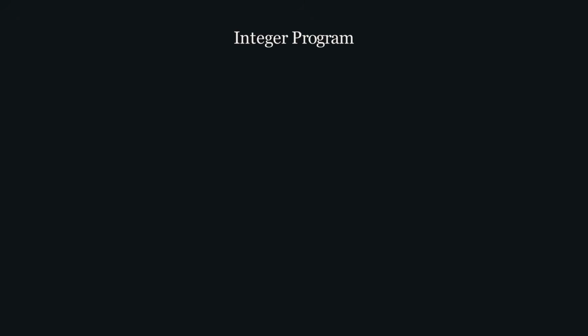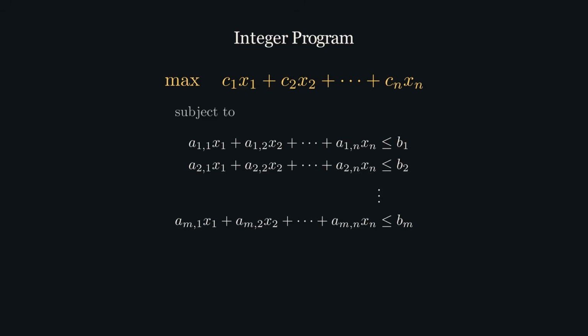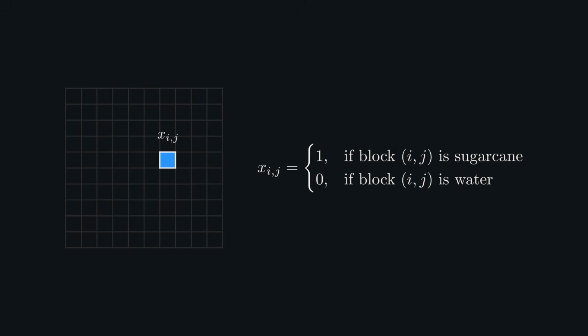An integer program is a type of optimization problem that, in general, can be written as the maximization of some linear function f, subject to m linear constraints, with all or some components of x required to be integers. With this in mind, let's model a farm. We'll first define the variables. As we want to know whether each square is a sugarcane or water block, let x sub i, j correspond to the block on the ith row and jth column. We'll give it a value of 1 if it's a sugarcane block, and 0 if it's water. And such a variable with just 2 choices is known as a binary variable.